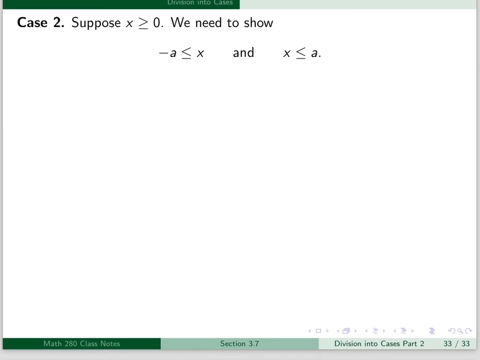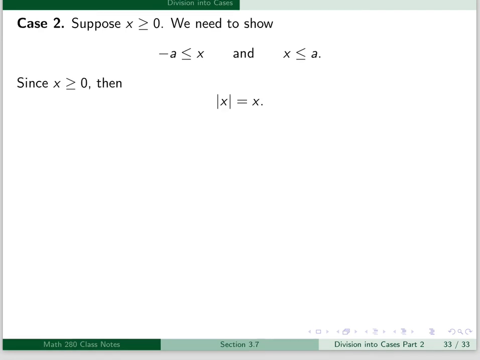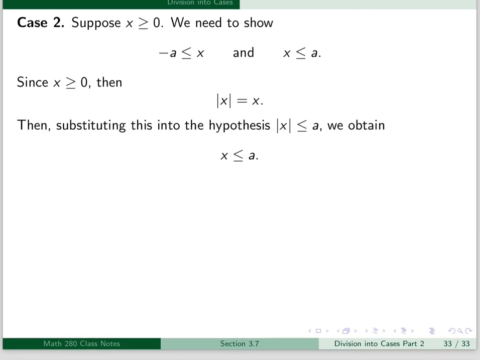For case 2, we're going to suppose that x is greater than or equal to 0, and we again need to show the two inequalities, minus a less than or equal to x and x less than or equal to a. In this case, since x is greater than or equal to 0, then the absolute value of x is just x. And then substituting this into the hypothesis, absolute value of x less than or equal to a, we obtain just x is less than or equal to a. And you can see that this is one of our two inequalities that we need to show.